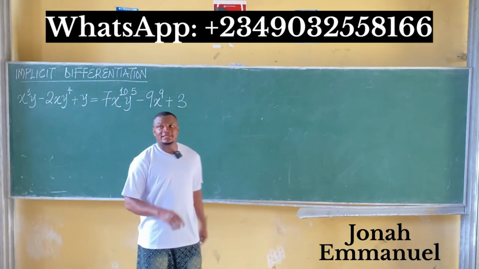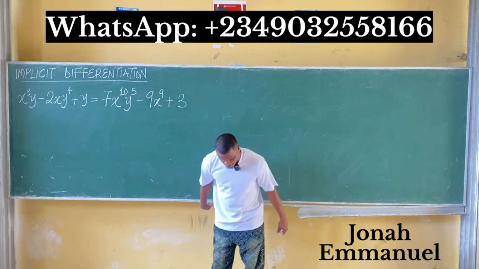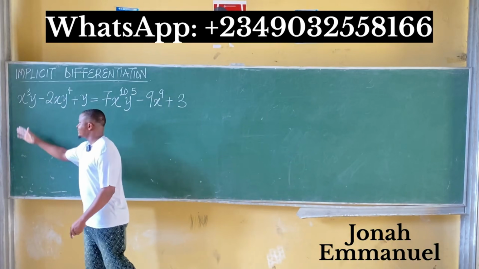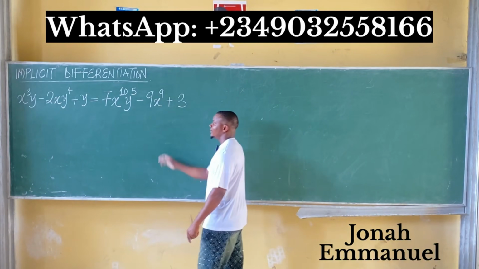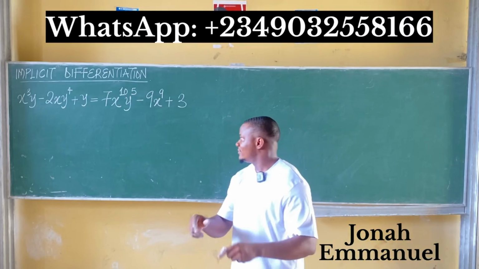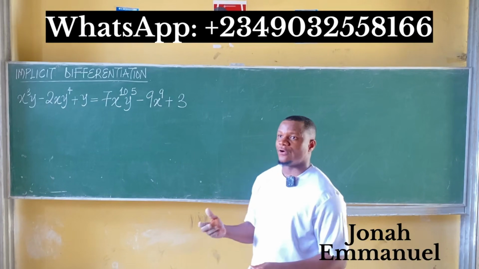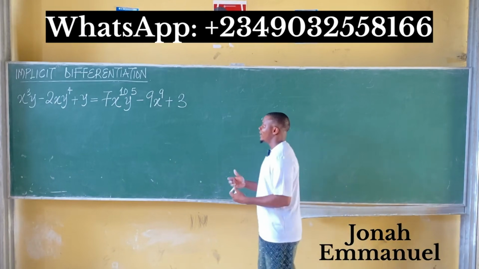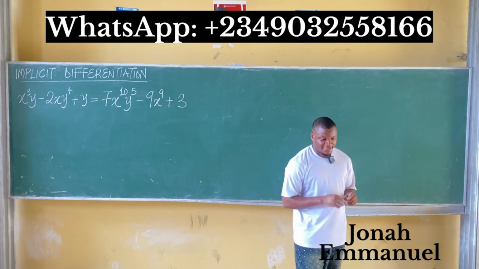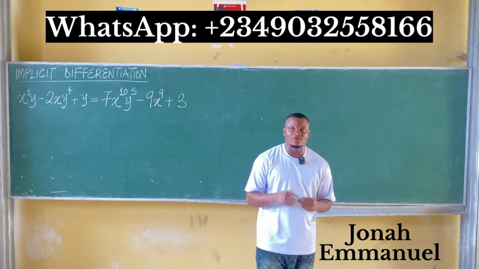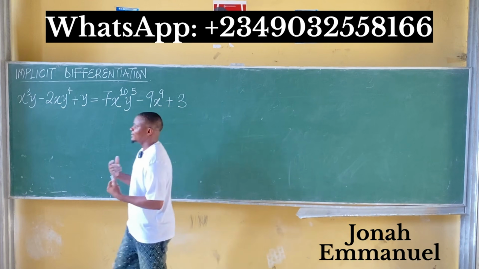All right, so example number 2. The question here is this: find dy/dx, given x cubed y minus 2x y to the power 4 plus y equal to 7x to the power 10 y to the power 5 minus 9x to the power 9 plus 3. You're asked to find dy/dx here. So how do you solve this? Let's use the same pattern.